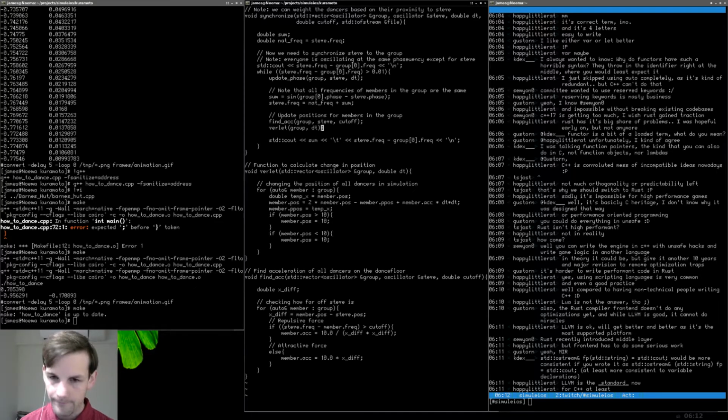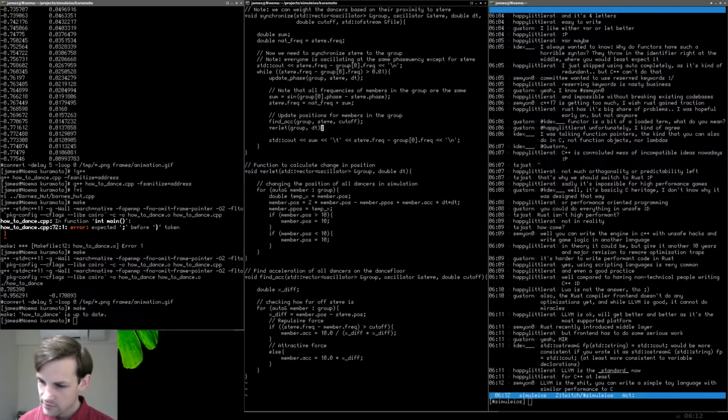Okay, good. His position is added in. STD03 string equals STDC out. One second. It would be more consistent if you wrote it as STD upstream.